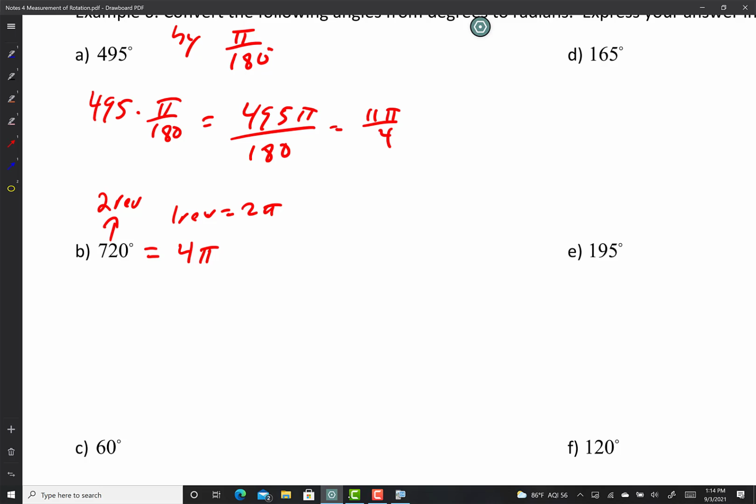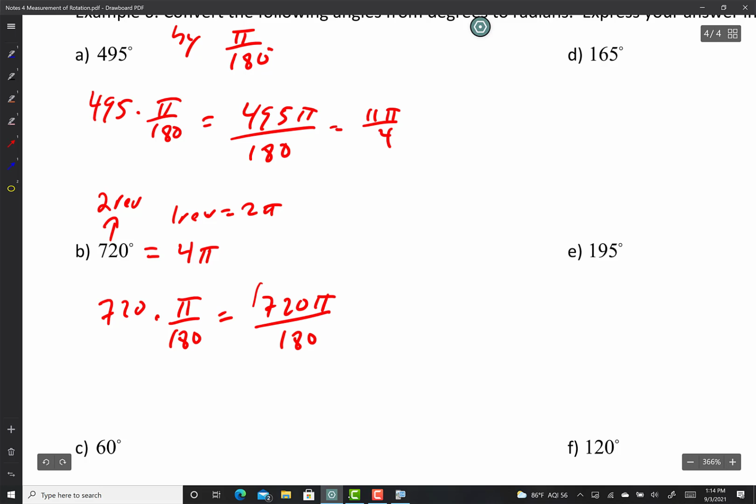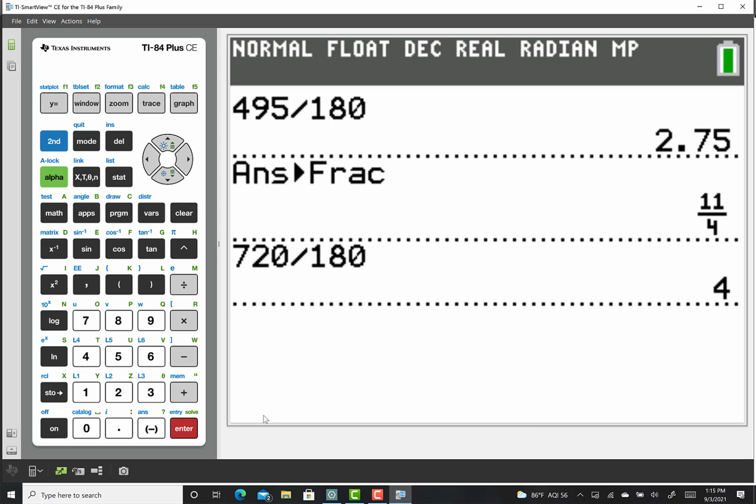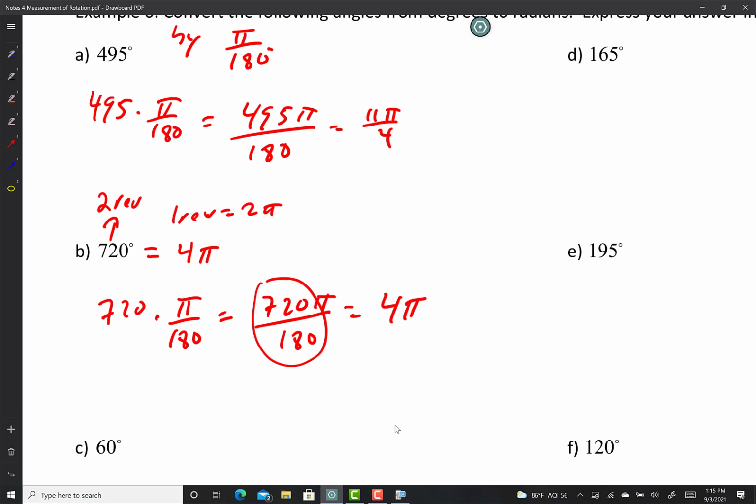And that's just using logic. So let's see if our math is correct. 720, and it is, times pi over 180. And that is 720 pi over 180. And then 720 over 180 will give you 4. And if you don't believe me, here we go. 720 divided by 180. And you, in fact, do get 4. Cool? All right. Let's go to the next one, guys.